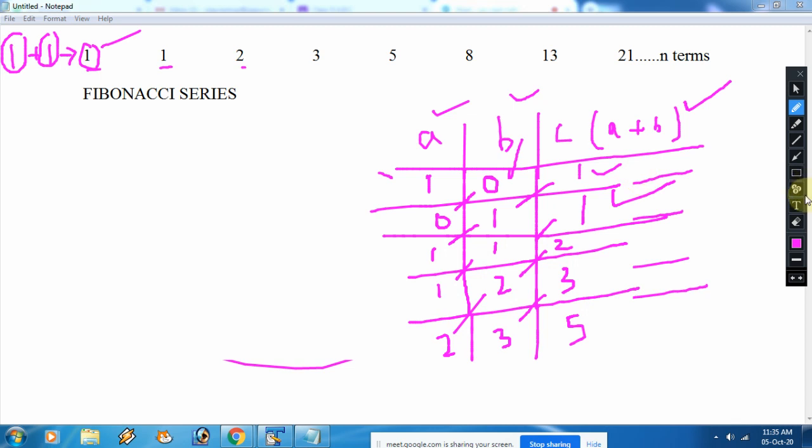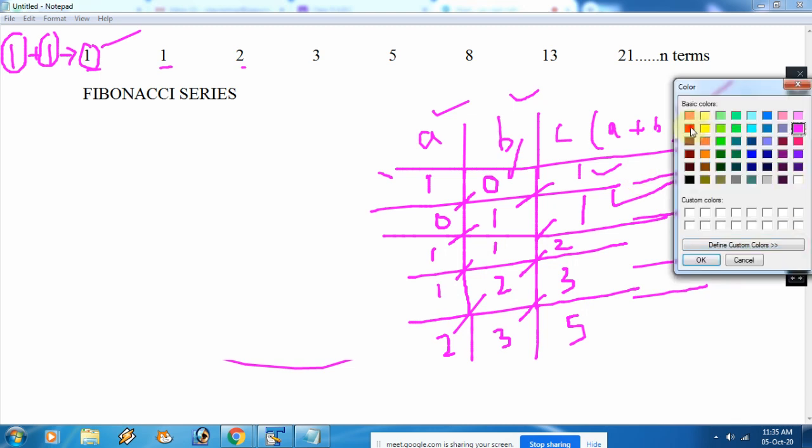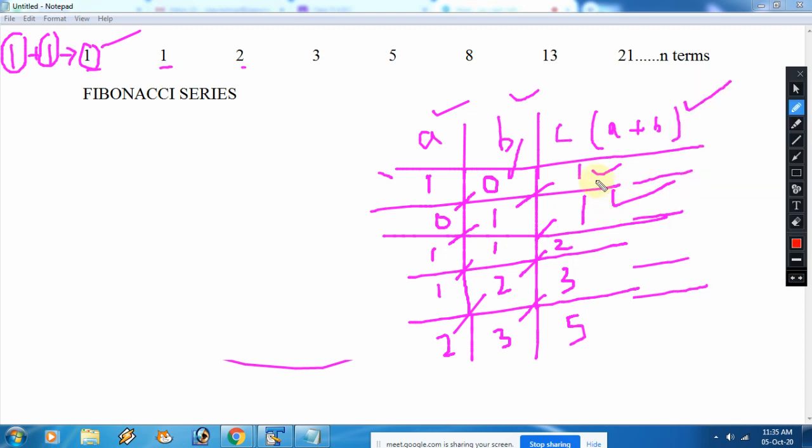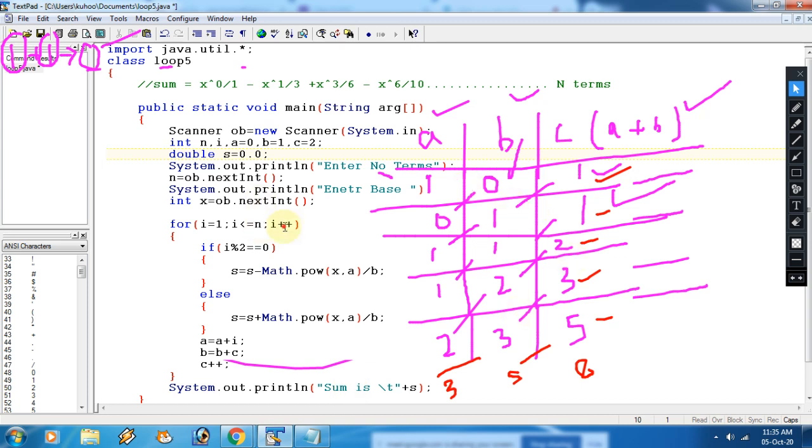See, this term, the C, would be your printing term. So first time you are getting 1, then 2, that is your third term, 3, 5. Next time, 3 and 5. So now the program, is it okay everybody? The logic you are getting? The same thing I am going to apply in the program. Now see the question.